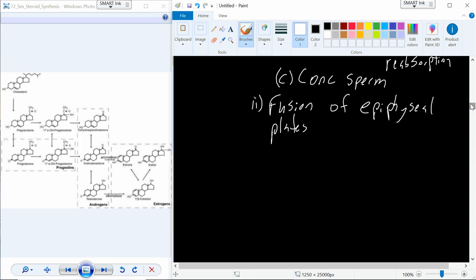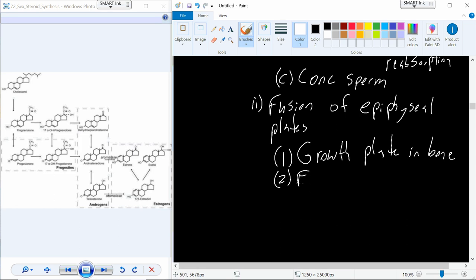So hopefully you remember from A&P that the epithelial plate is the growth plate in bone. If the epithelial plate remains open, the bone continues to elongate. Individuals get taller and taller and taller. It turns out that one of the potent factors is estrogen to cause the fusing of the growth plate.